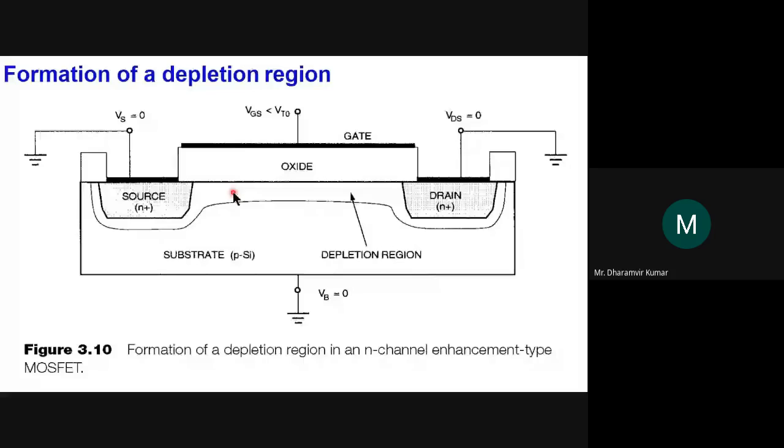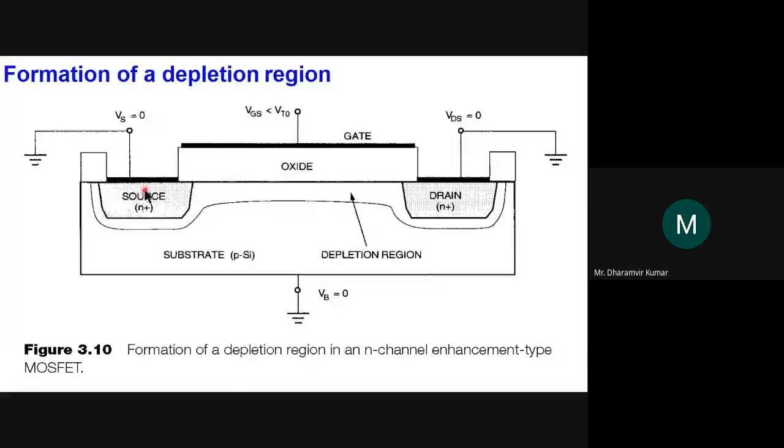Note that this region, this boundary line, is the p-n junction. This is p-type material and this is n-type material, and hence the boundary line between p-type and n-type is the p-n junction. So this is the first p-n junction between source and body, and this boundary between drain and body is the second p-n junction. And what is the state of these p-n junctions? Look here at the source.